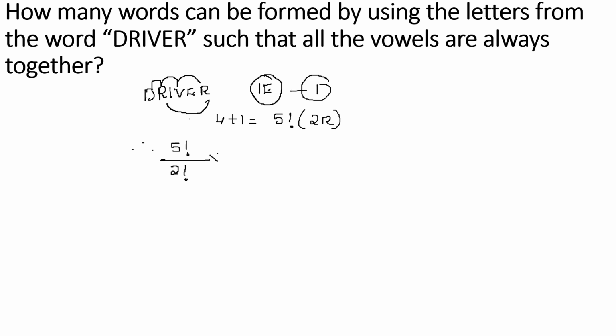Then multiply with, we have 2 vowels. Okay, 2 vowels can be arranged in again 2 factorial ways. So this will get cancelled. So 5 factorial is equal to 120. Therefore, we can have 120 words in which all the vowels are always together.